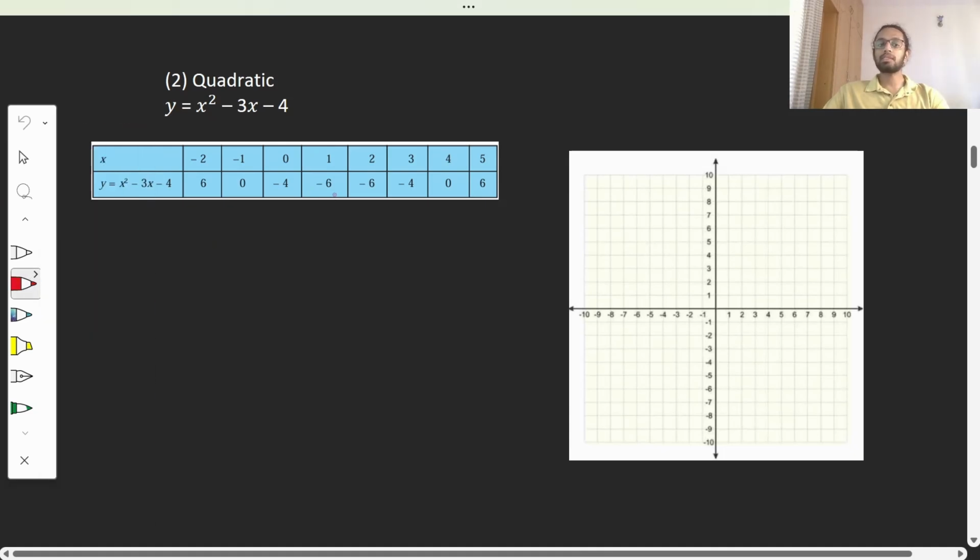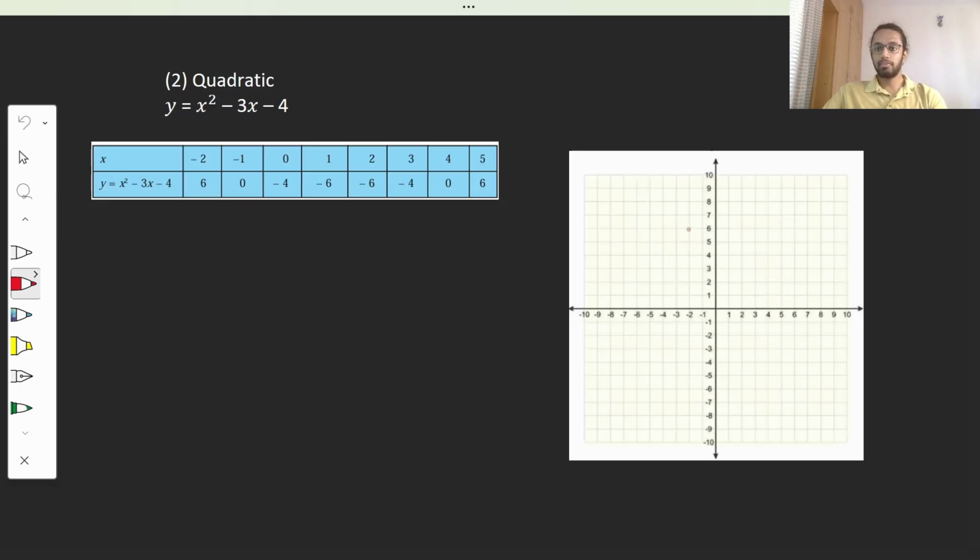So when we draw these points on the graph, as you can see, minus 2 comma 6 is somewhere here. And minus 1 comma 0 is somewhere here. And 0 comma minus 4 is here. Yeah, 1 comma minus 6 is here. And 2 comma minus 6 is here. And then 3 comma minus 4 is here. And 4 comma 0 is here. And 5 comma 6 is somewhere over here.